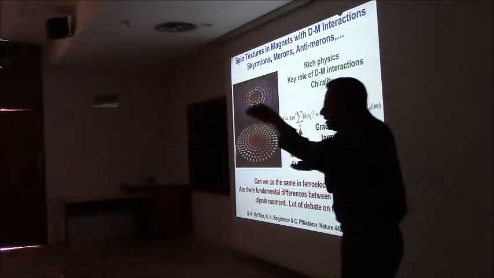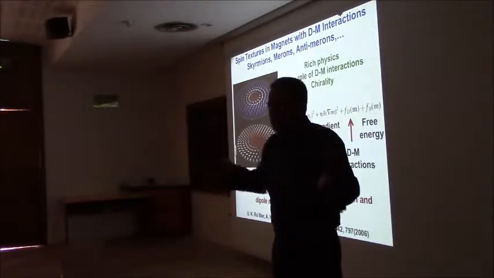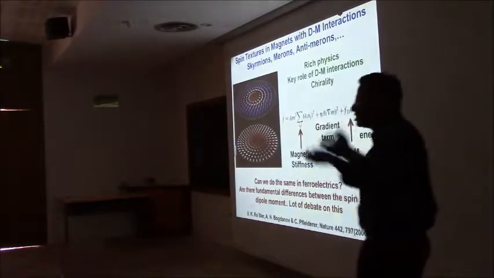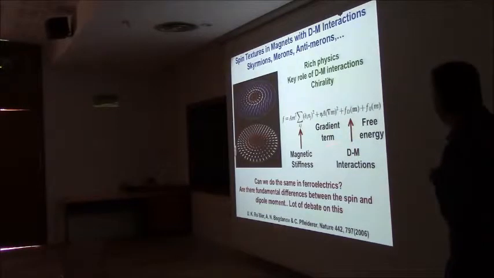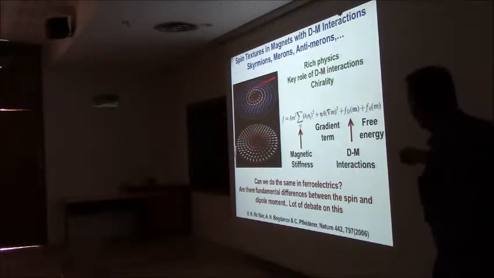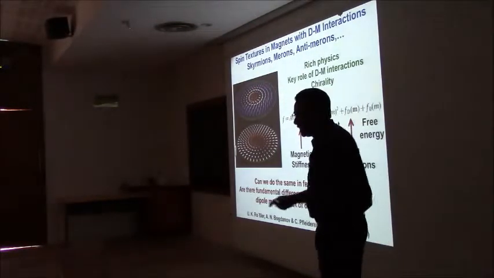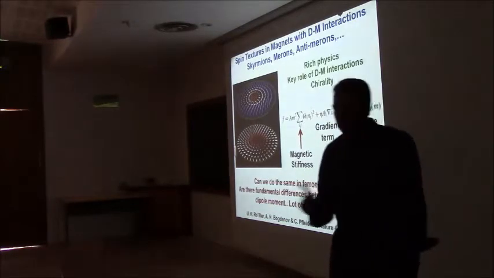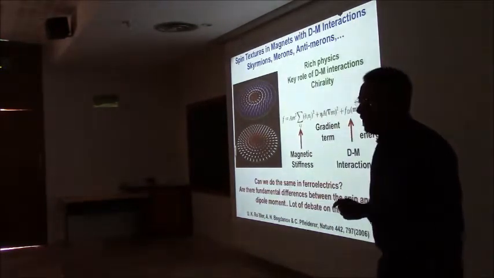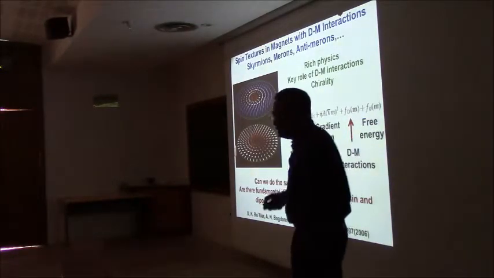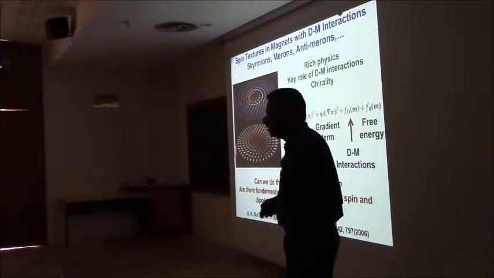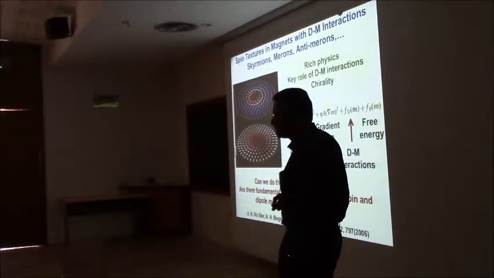Of course, the various terms have different magnitudes, and therefore they can move things up and down. And so you have a magnetic stiffness term, there's a gradient term, and then very important for these systems is something that breaks inversion symmetry, and this is helped by the Dzyaloshinskii-Moriya coupling. And that leads to a handed behavior.